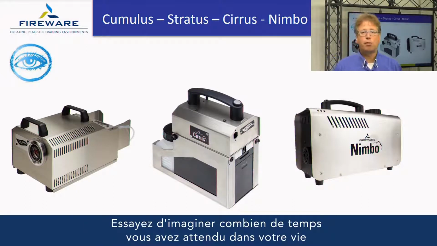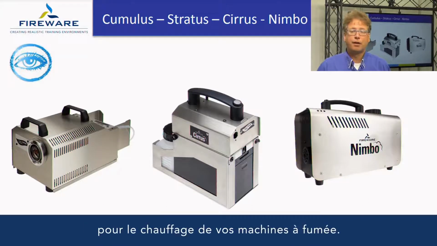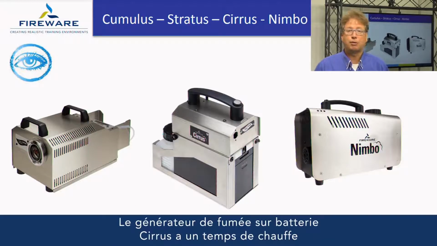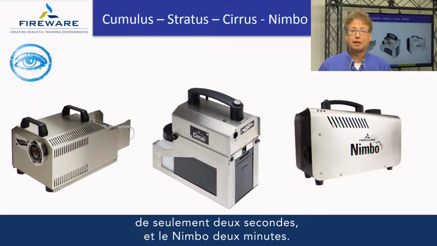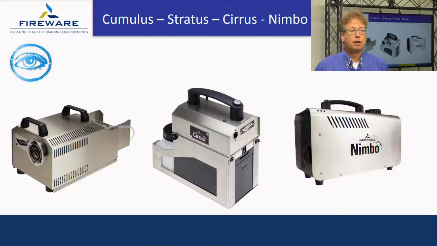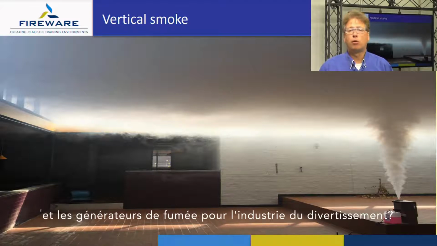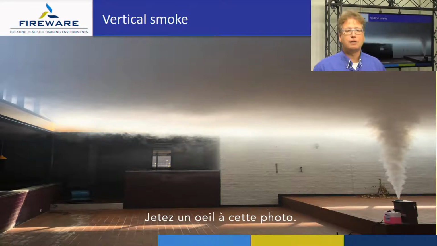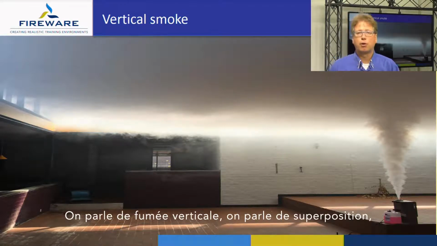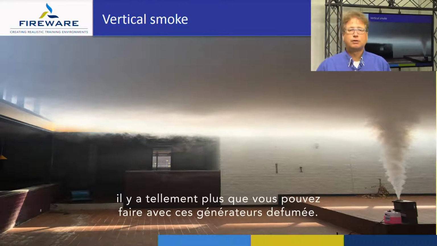Try to imagine how long you have waited during your life in the heating up time from a smoke machine. The Cirrus, the battery-operated smoke machine, has a heat up time from just 2 seconds, and the Nimbo 2 minutes. The Cumulus and Stratus have a heat up time from 12 minutes, but also are able to give a bigger volume. What is the difference between these smoke generators and the normal smoke generators for the entertainment industry? Look at this image. We're talking about vertical smoke. We're talking about layering. There is so much more you can do with these smoke machines.